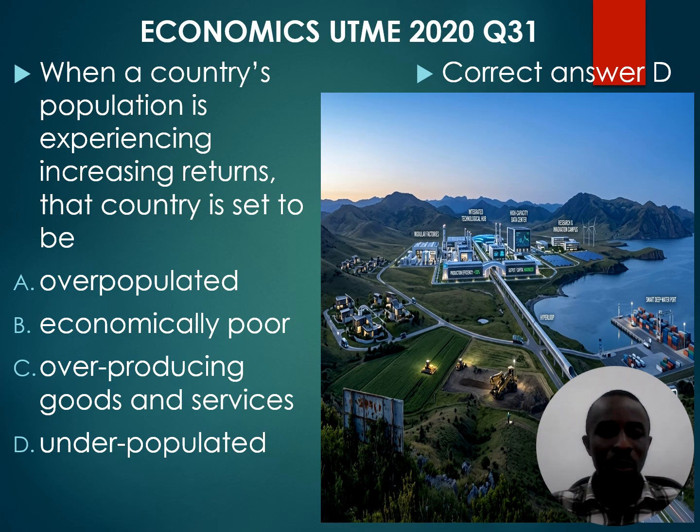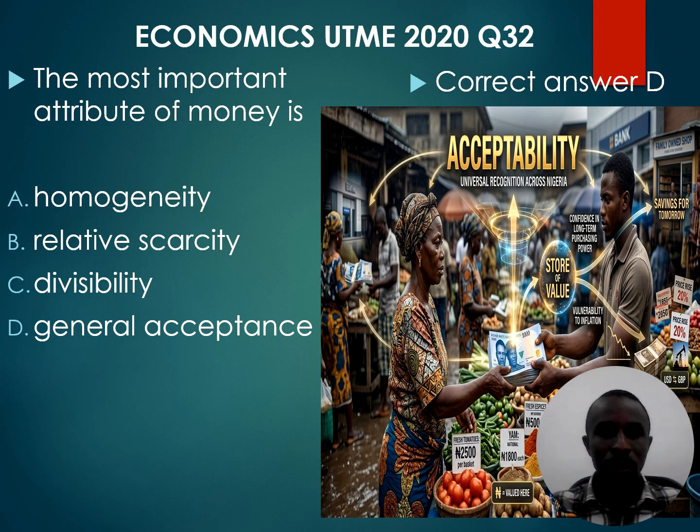Question 32. The most important attribute of money, that's the most important quality of money, is general acceptance. Whatever will serve as money must be generally acceptable in any country. As you can see in this picture, we have 1,000 naira notes, and this man wants to buy tomato from this woman. You can see the man exchanging the 1,000 naira notes for the tomato, and other buyers doing the same thing as well.